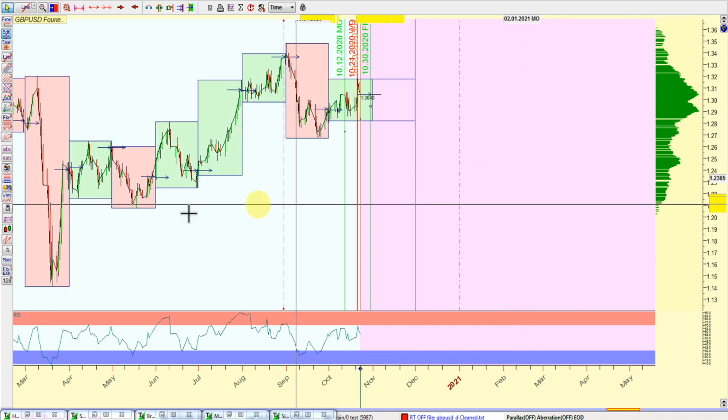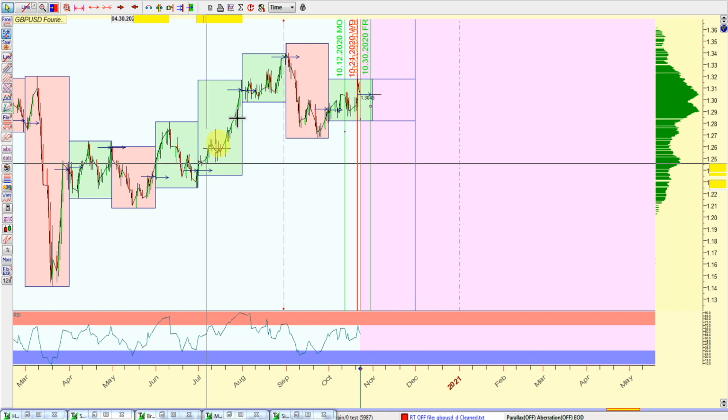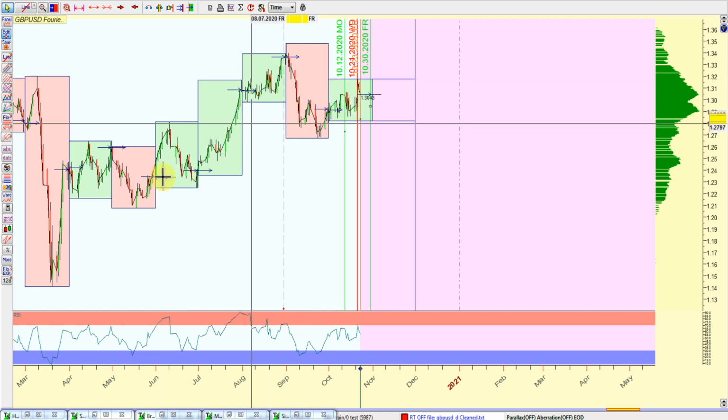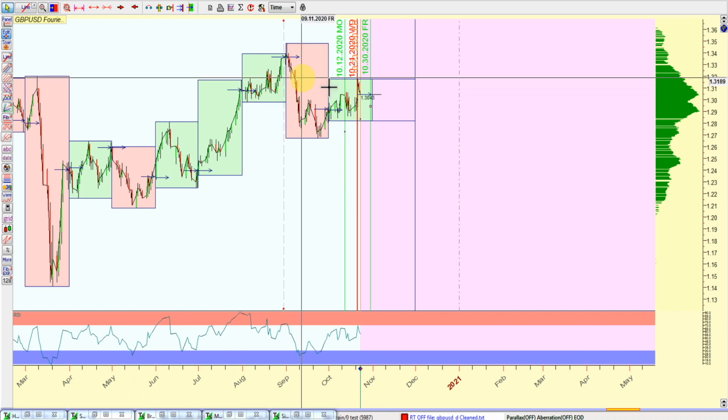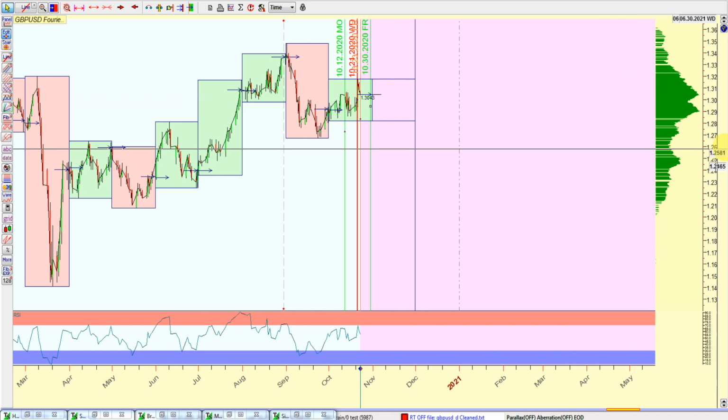Looking at the monthly, you can see that we've had a few green months closing higher, making higher highs and higher lows. And we have two negative months, this one and this one. And this one right now, as of we speak, is positive.